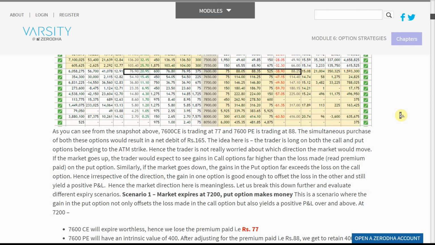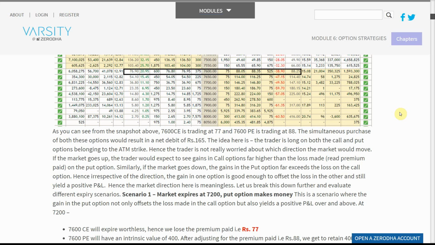If the market goes up, the trader would expect to see gains in call options far higher than the loss made, i.e. the premium paid on the put option. Similarly, if the market goes down, the gains in the put option far exceed the loss on the call option. Hence, irrespective of the direction, the gain in one option is good enough to offset the loss in the other and still yield a positive P&L. Hence, the market direction here is meaningless.